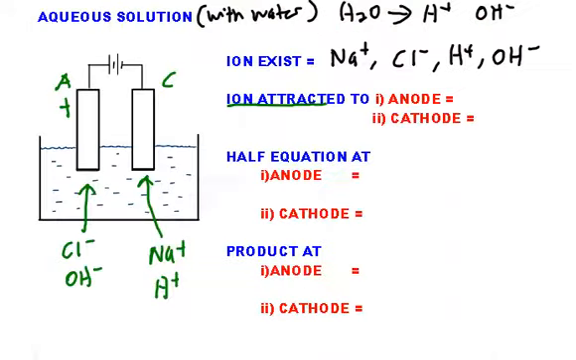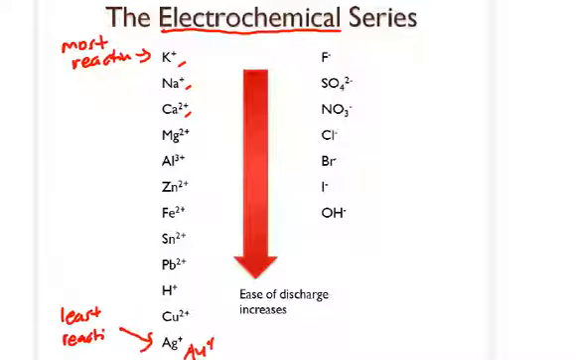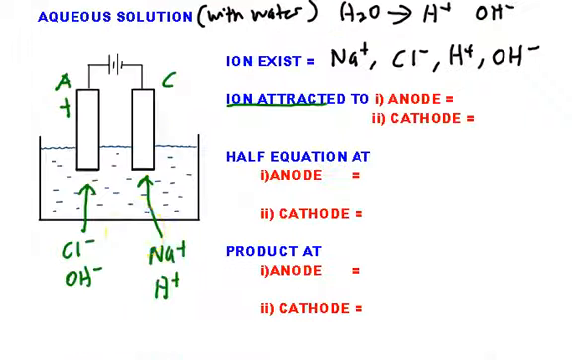So now how do we apply this to sodium and hydrogen here? Let us determine their positions. Sodium is here, the most reactive, and hydrogen is here. The rule is we have to select the lowest position. Here the lowest is hydrogen, so hydrogen will be selected to be discharged at the cathode.